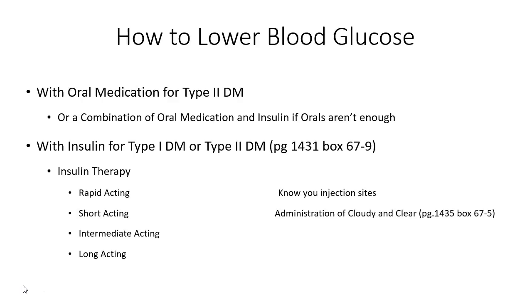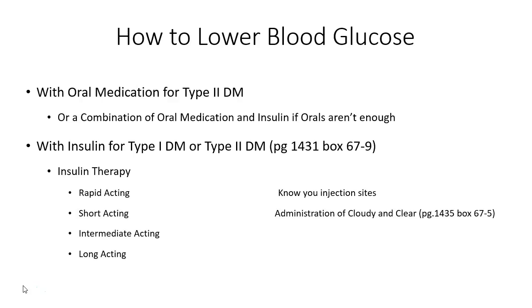So, how to lower your blood glucose with oral medication for type 2 diabetics. It could be a combination of oral medication and insulin if orals aren't enough. For type 2 diabetics, they could take a pill, such as metformin or glipizide, and it'll help lower the blood sugar because they do still produce insulin, but just not enough. The oral medication helps to make them work together.